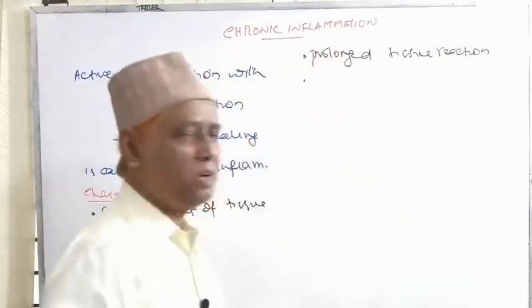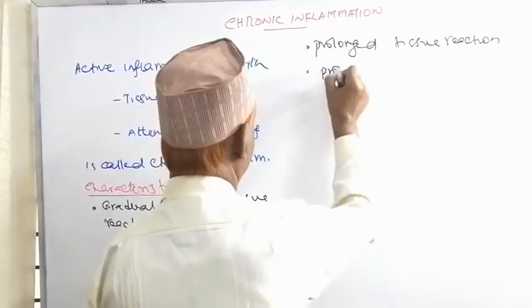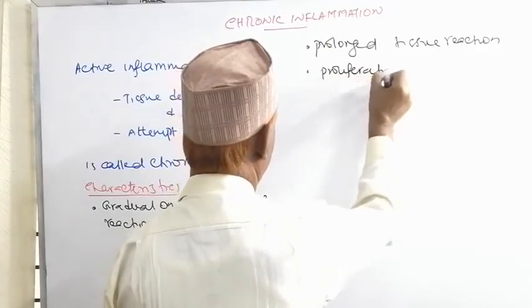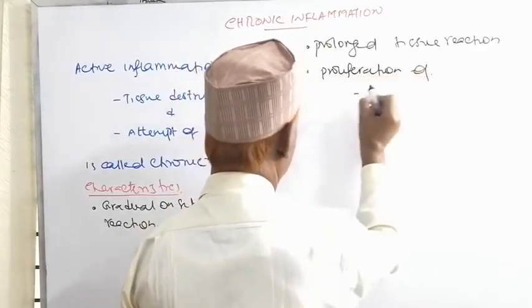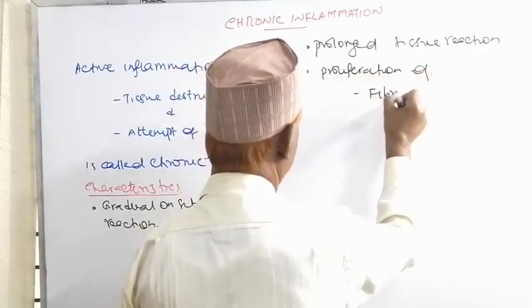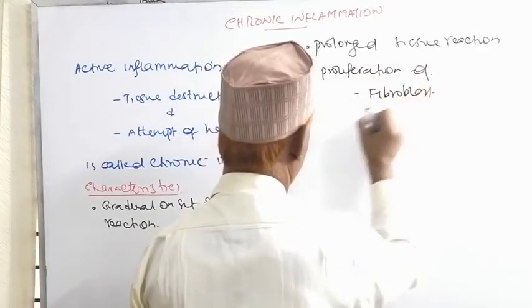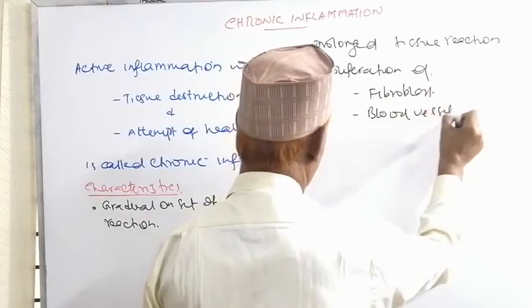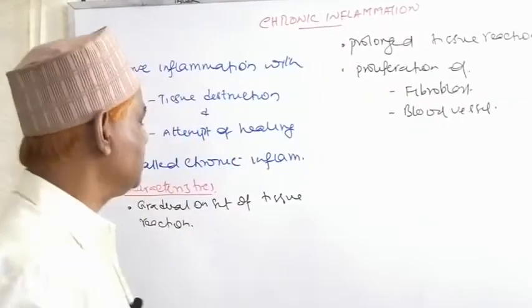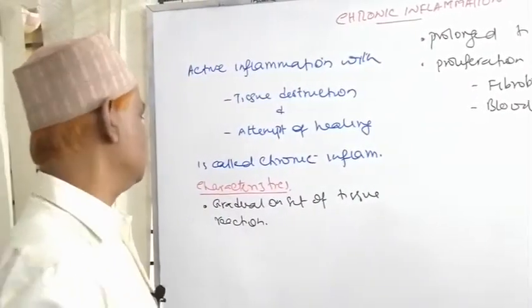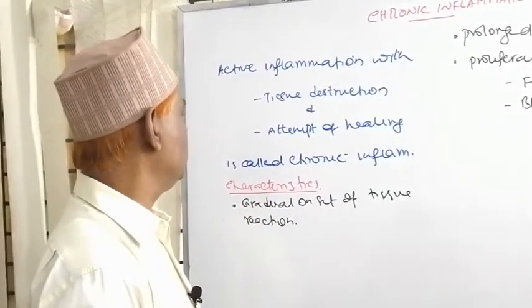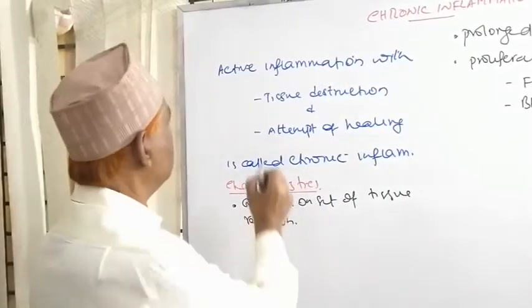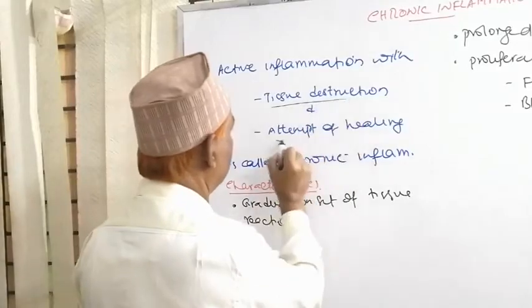and at the site of chronic inflammation, proliferation of fibroblasts and blood vessels, and it is associated with certain cells. These are the chronic inflammatory cells. So these are the characteristics of chronic inflammation. So there is tissue destruction and attempt of healing.